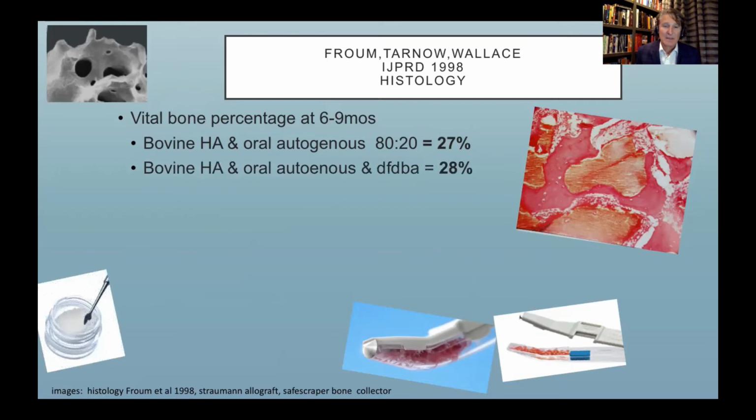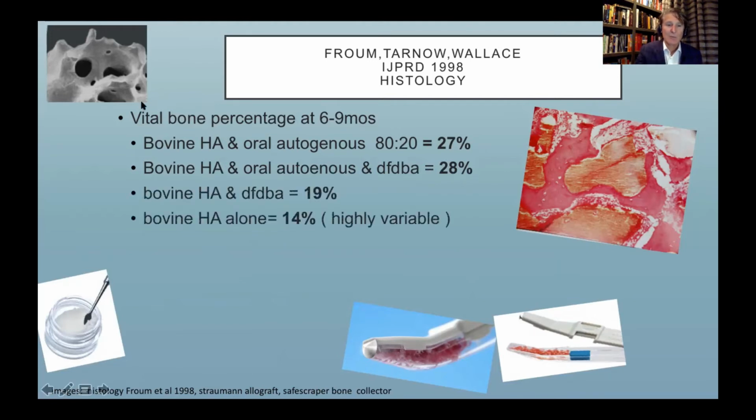They looked at also the addition of that bovine HA with autogenous, as well as something called DFDBA, which is allograft. And sometimes people know that as cadaver bone. And that's what this is here. So it's basically cadavers where the bone has been decalcified, freeze-dried, and basically chopped up into tiny bits. Now, why do we use that? Is that in theory, some of the bone proteins that stimulate bone growth are within that product, and so it may stimulate bone growth. But you can see here, it didn't have a really significant difference, only 1%.